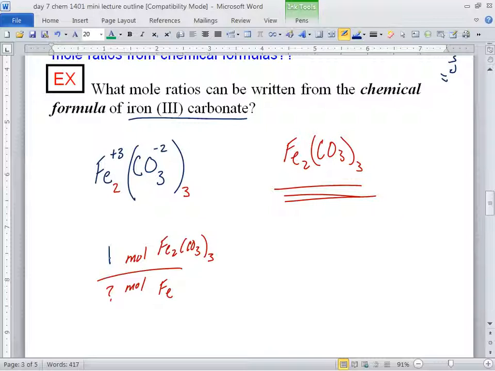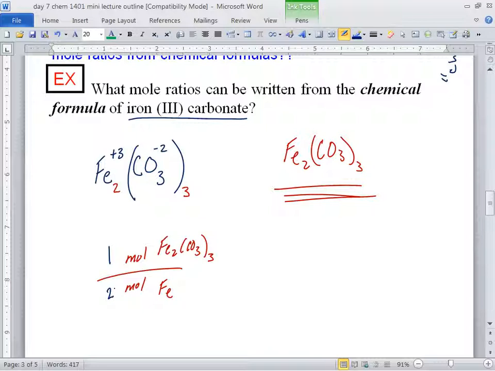Look at the ratio. How would you find the molar mass of iron 3 carbonate? How many irons would you take? 2 times Fe plus 3 times carbon. And how many oxygens? 9. So there's all your mole ratios. You just said to get 1 mole of iron 3 carbonate, you have to add how many irons? 2. So the ratio is just 2.